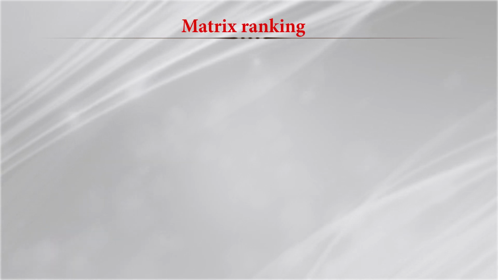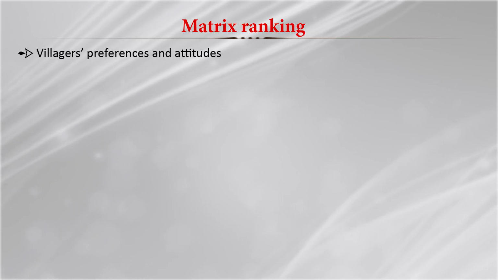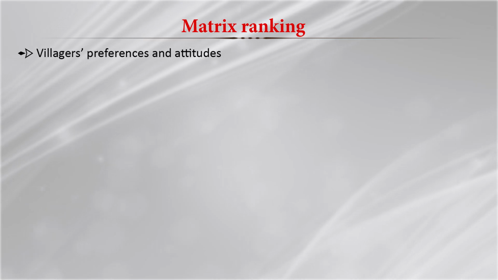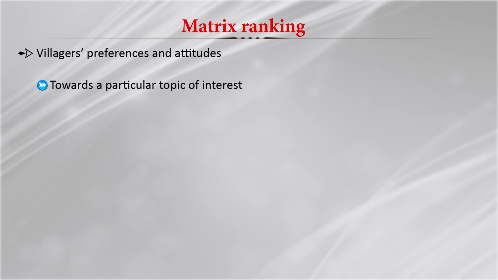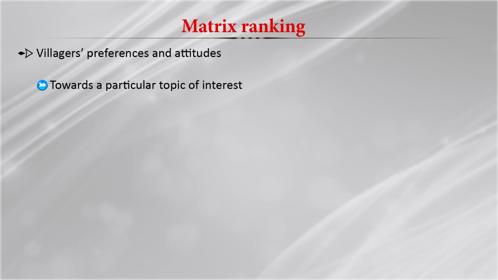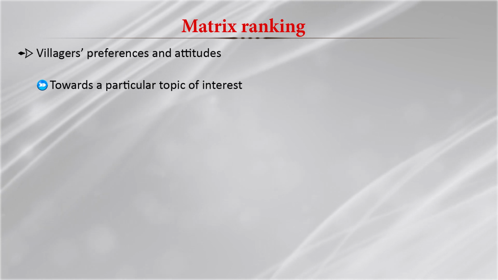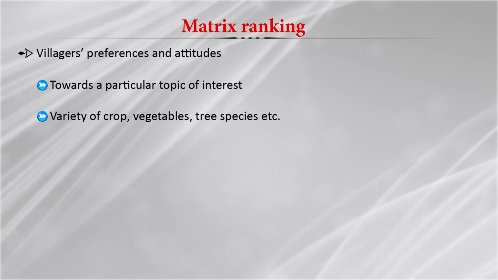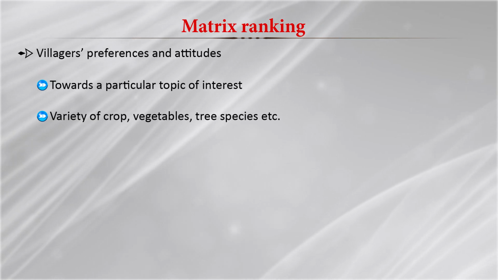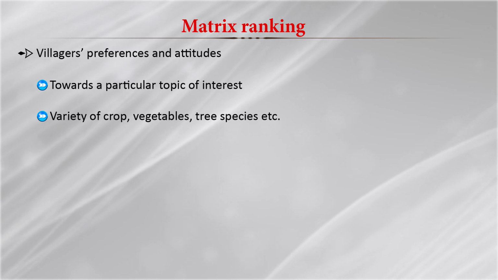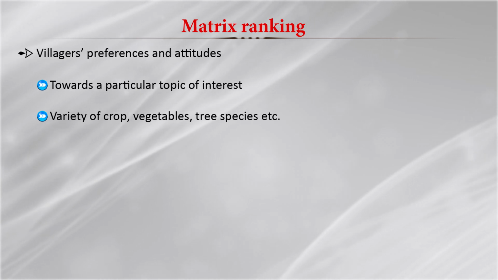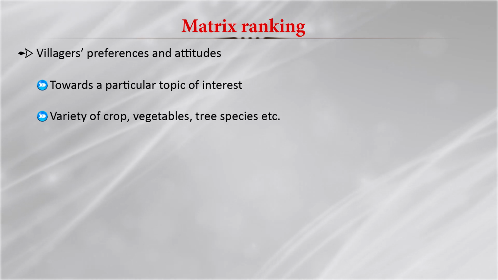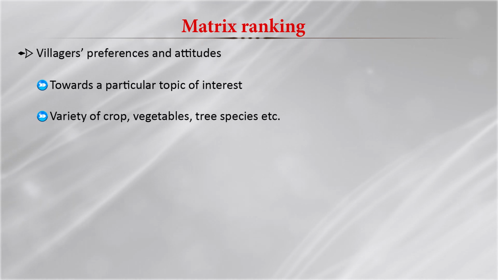Then matrix ranking is also prepared. Here we identify the preferences and attitudes of the villagers, and what they think about a particular topic of interest. For example, we can learn which varieties of a crop or vegetables they prefer, or what type of trees they like to have in the village. So here we get the preferences and attitudes of the people of the village.